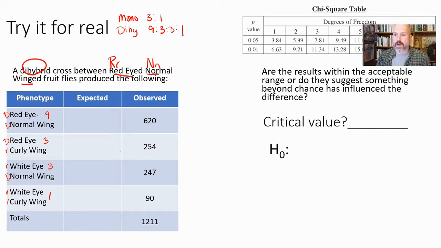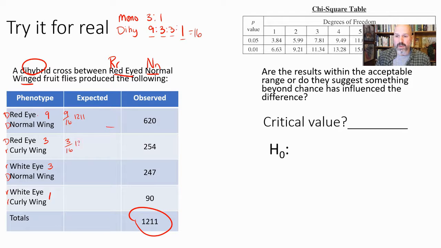So, to start with, let's figure out our expecteds. We already sort of know how to do it because I know that up here, out of 16, 9 behave, 3 behave, 3 behave, and 1 behaves a certain way. All I have to do is take 9/16 of 1,211, the total that I'm working with, and that'll give me a value.